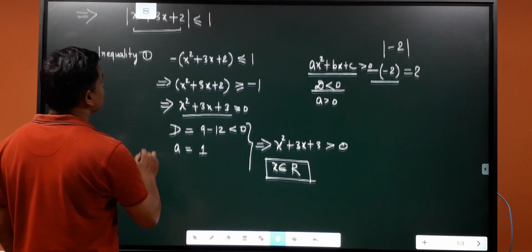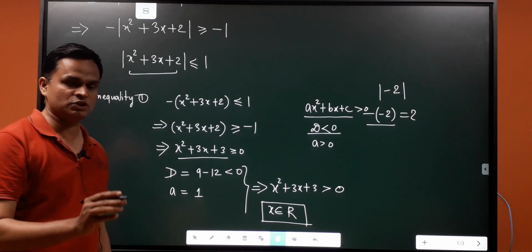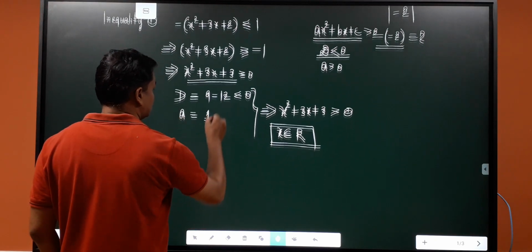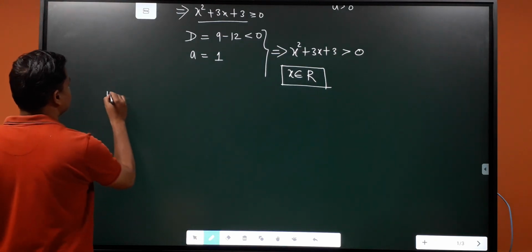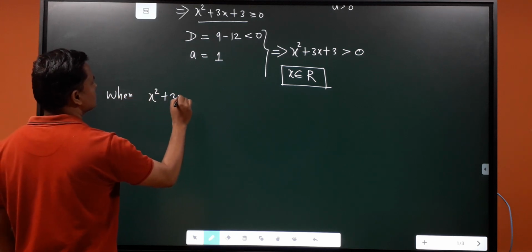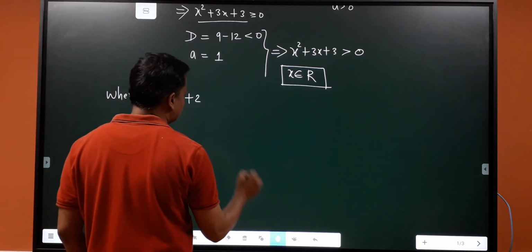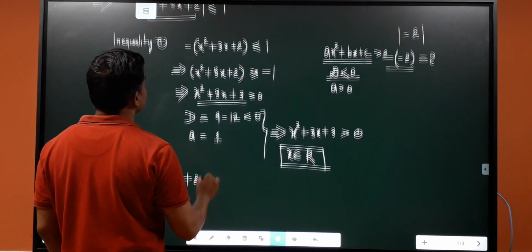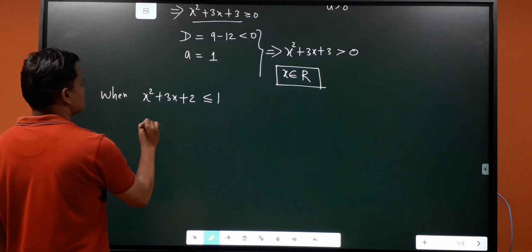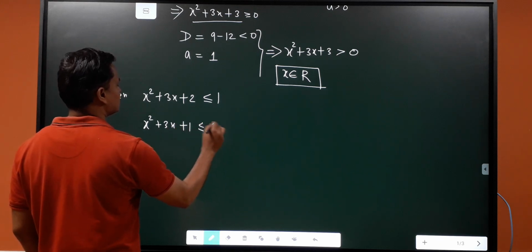Now coming to the next inequality, and that will be for the case when x square plus 3x plus 2 is greater than 0. When x square plus 3x plus 2 is greater than 0, that means there won't be any sign getting appended in front of it. So this will be simply as it is, less than or equal to 1. And then x square plus 3x plus 1 is less than or equal to 0.